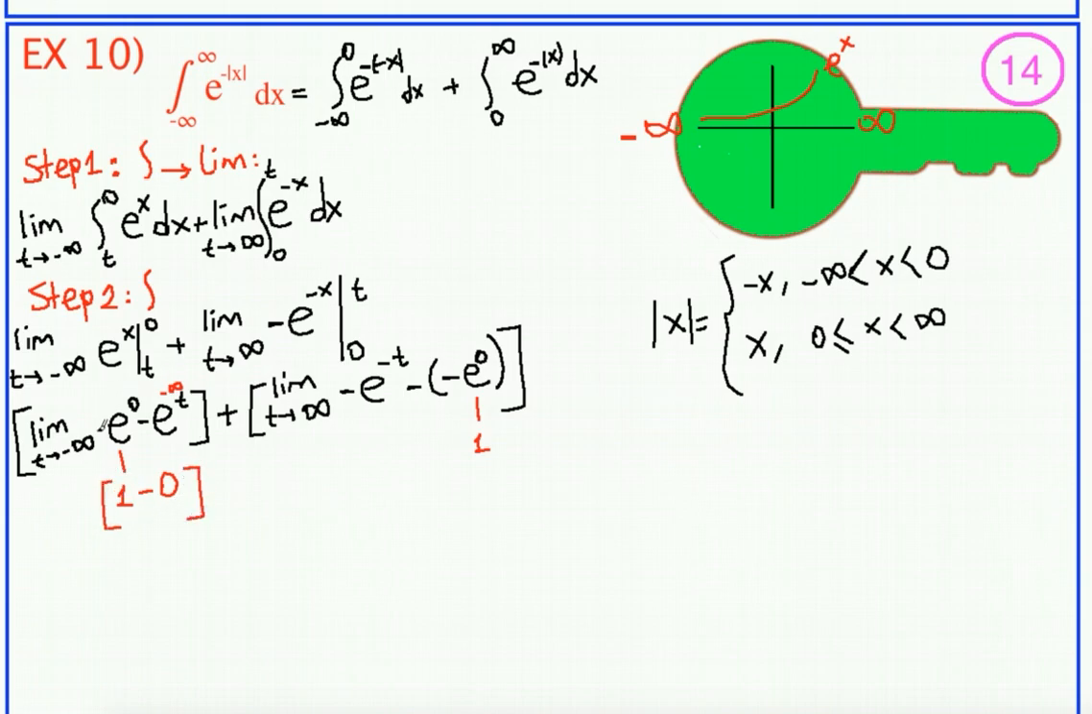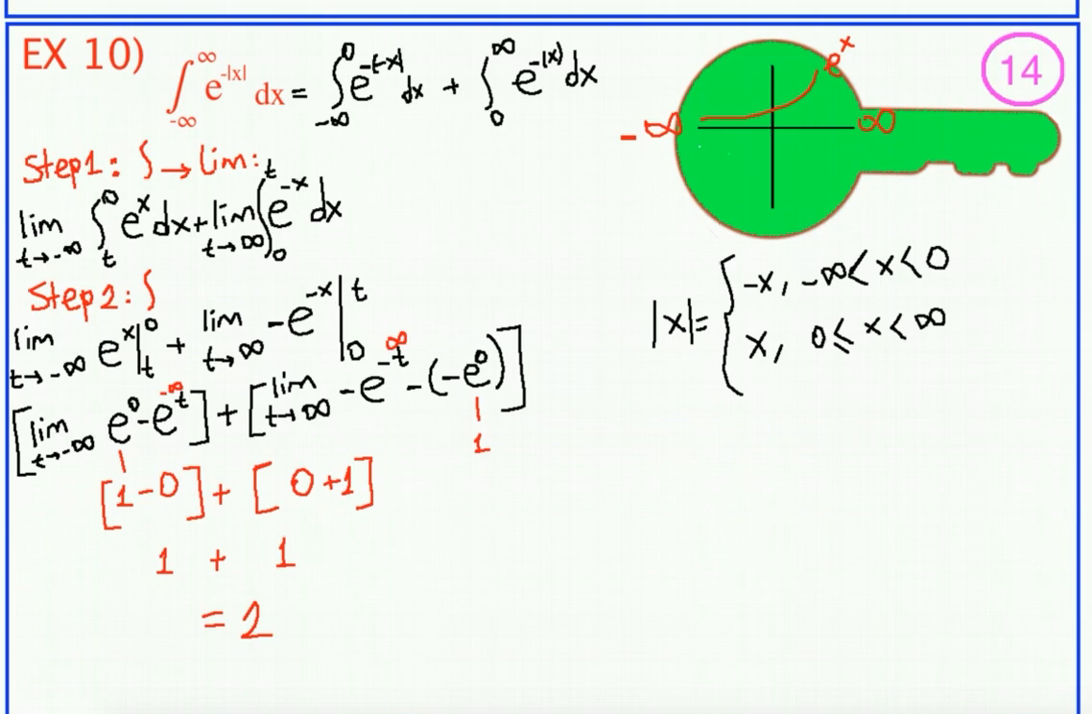So this is our first integral. Plus, if we plug in our limit here, it's going to be positive infinity instead of t. e to the negative infinity is approaching 0, and negative 0 is still 0. And e to the 0 is 1, anything to the 0 is 1, and it will be negative 1, and negative 1 will be positive 1. So we will have 1 here, and we will get 1 here, and the answer is 2.